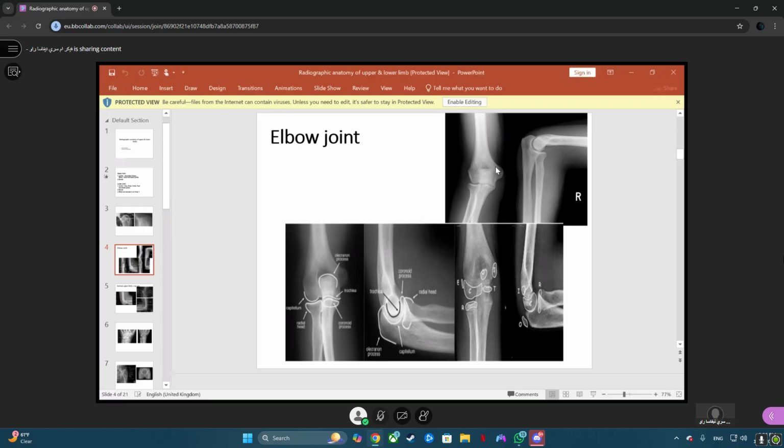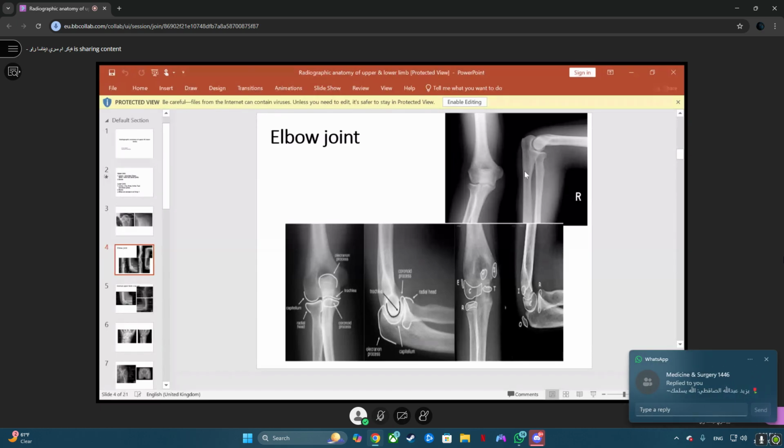So what view? I will tell you the views. This is the antero-posterior view. The arrow is pointing to the antero-posterior view. What are the other views? The second half of this picture is called the lateral view. So this is the anterior-posterior view, and this is the lateral view of the elbow joint.